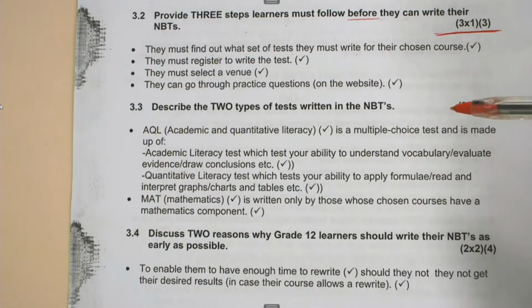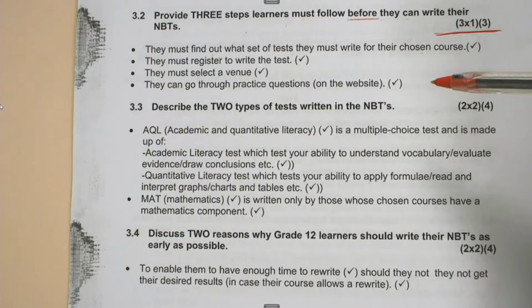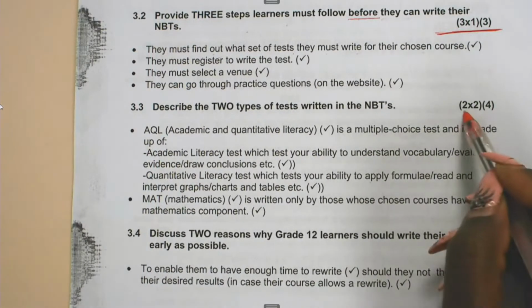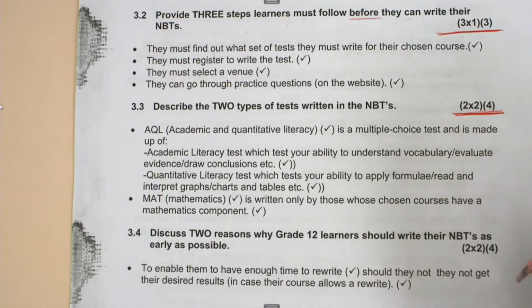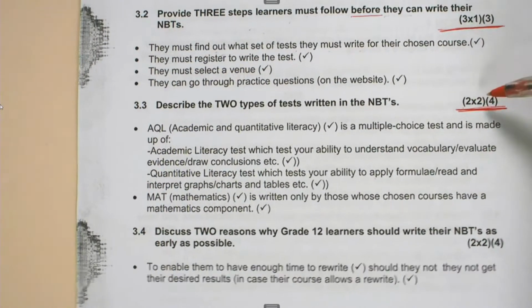Now, going to the next question. When we go to the next question, it says describe the 2 types of tests written in the NBTs. 2 types of tests. Then when you describe these 2 types of tests, we go where? To the mark allocation. It is important for us to always refer to the mark allocation, so that we don't overmark learners or give learners correct marks on their responses.